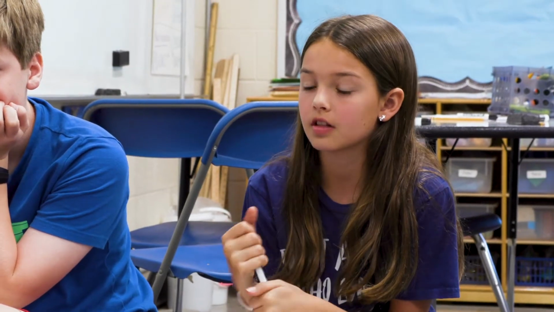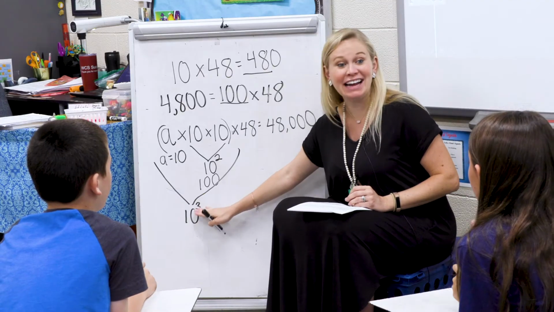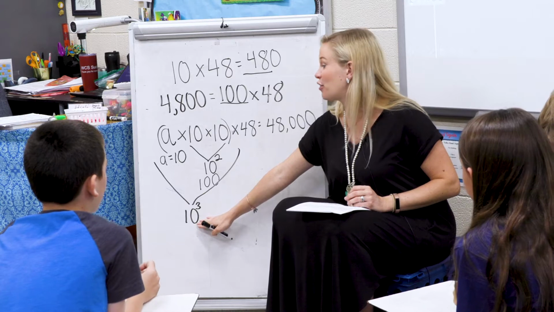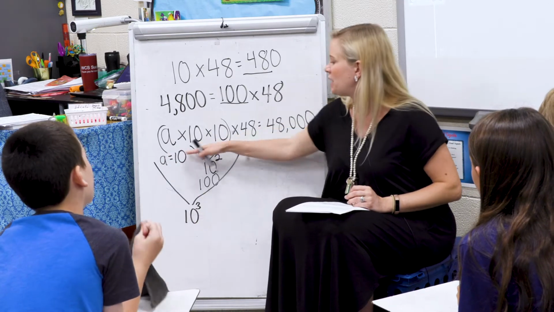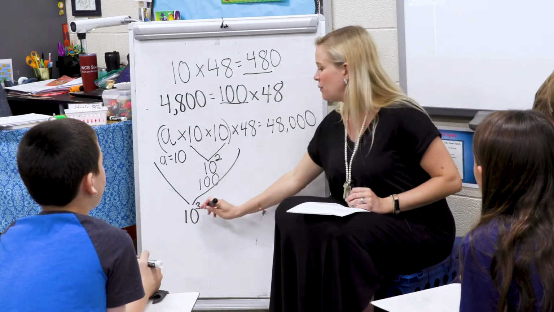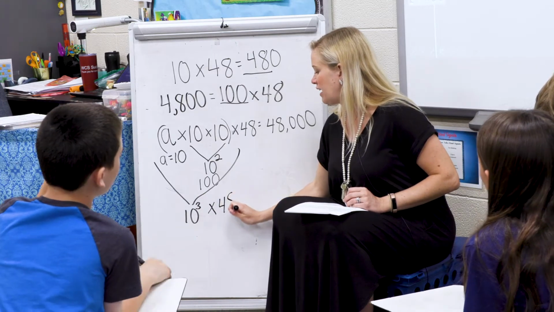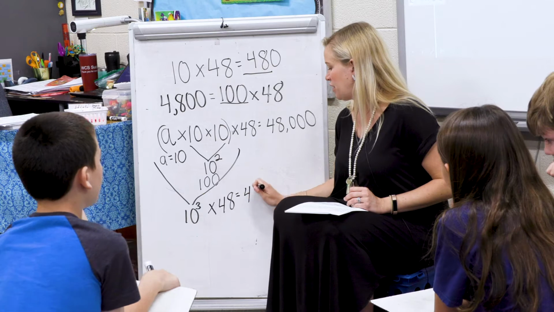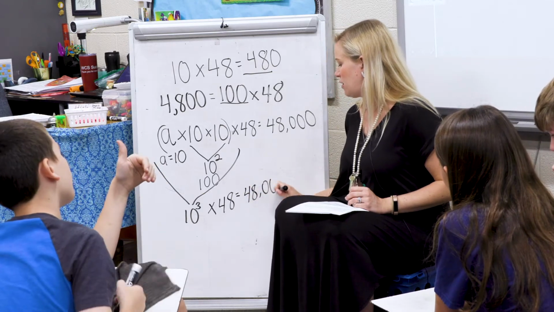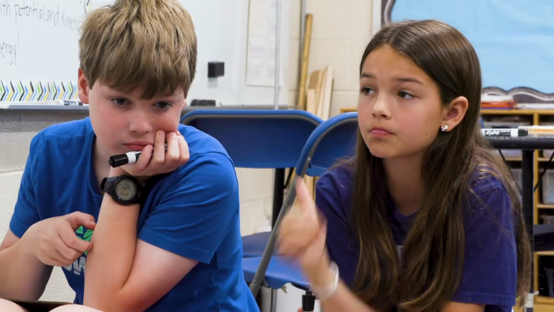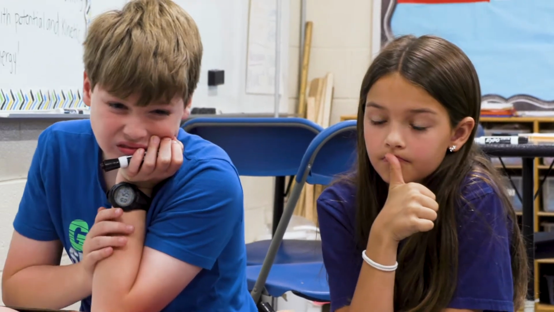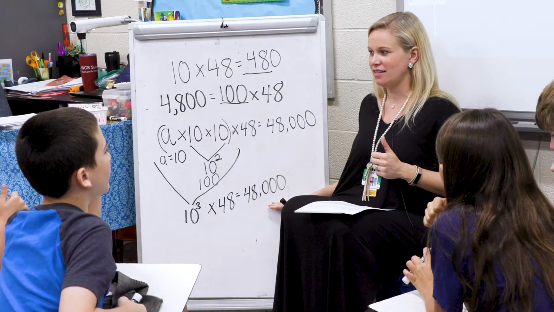Good. So it's how many times you're multiplying the base by itself. So we're going to multiply it by itself 3 times. So could we take this equation and rewrite it as 10 to the 3rd power times 48 equals 48,000? Thumbs up if you agree, thumbs down if you disagree. Could we rewrite our equation in this way?